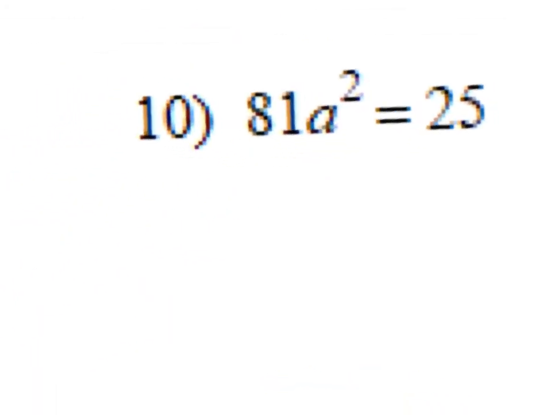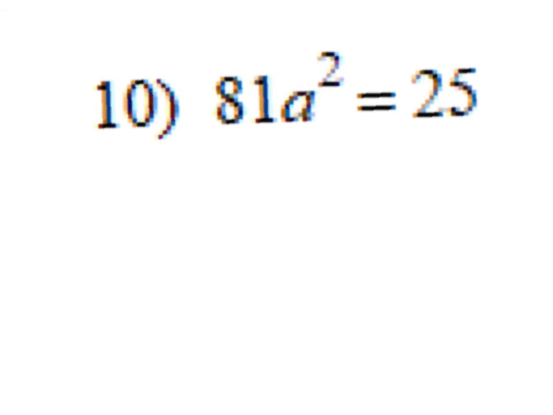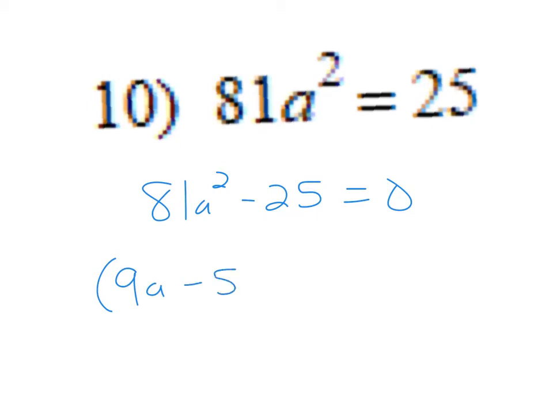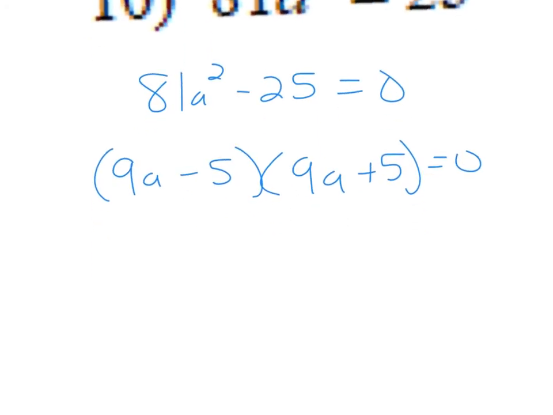Okay, now number 10 is not set equal to 0, so let's go ahead and set it equal to 0. I'm going to subtract the 25 over to the other side. And now I'm going to go ahead and factor because it's a difference of squares. So I've got 9a minus 5 and 9a plus 5 equal to 0. So 9a minus 5 will equal 0, and 9a plus 5 will equal 0.